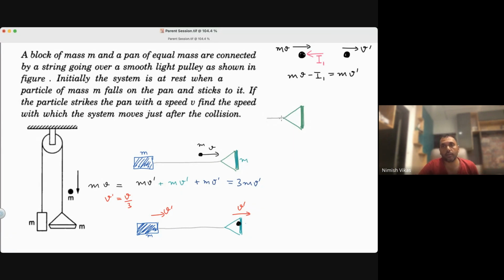That's the green body. Initially it had no velocity. Initially, the velocity was 0. And after that, after collision, the green body has a velocity.